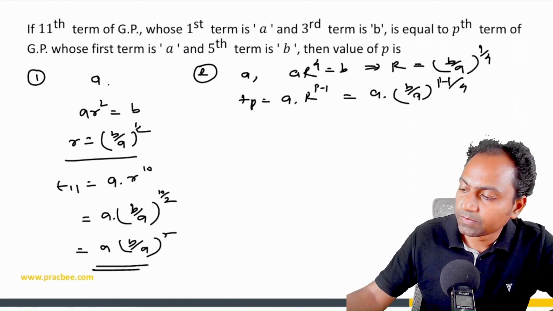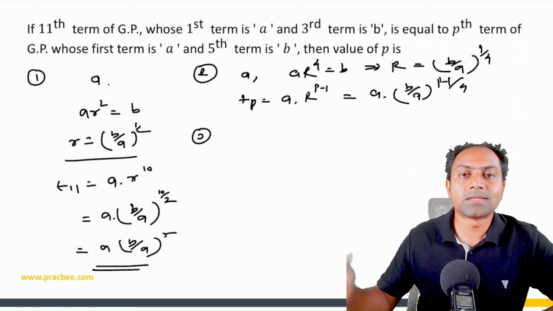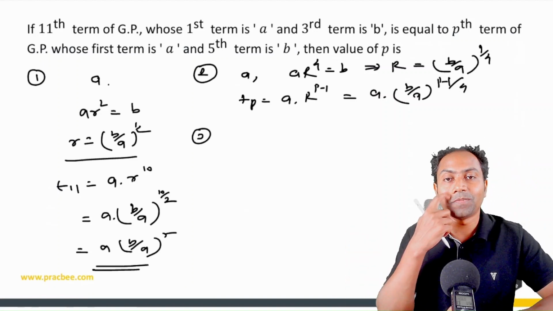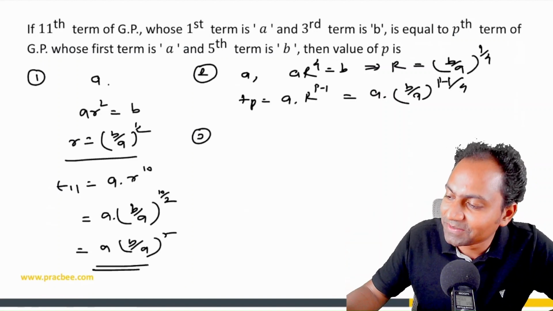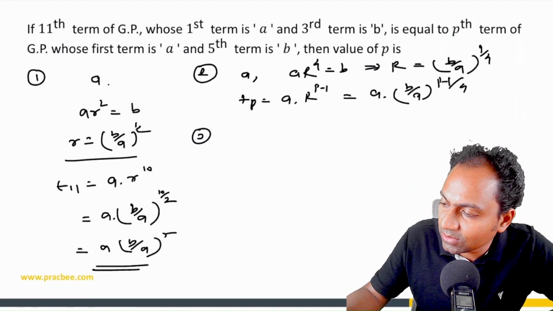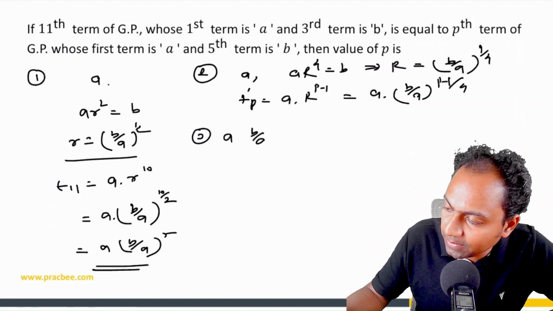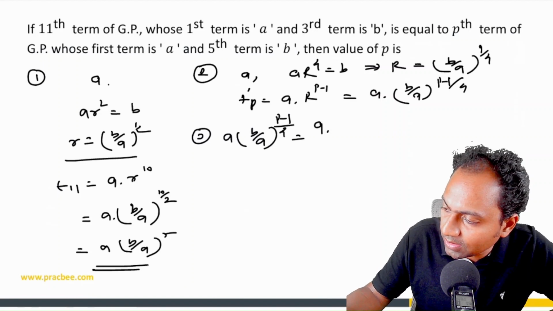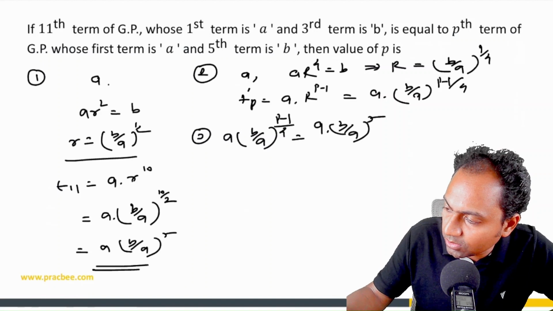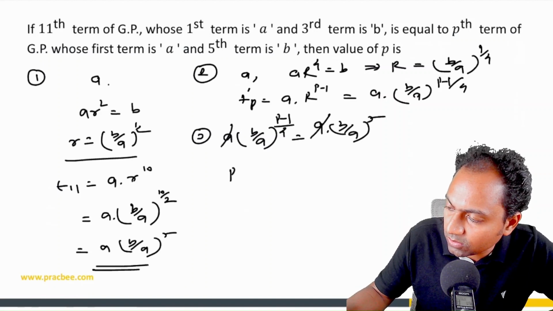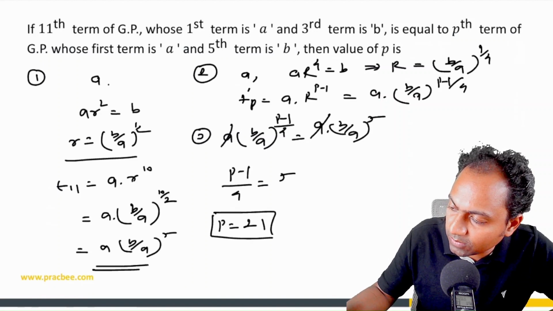So that becomes nothing but a into b by a raised to the power p minus 1 by 4. Now in the third part, they are saying that let us compare both of these terms. That means the pth term and the 11th term are equal. So this becomes nothing but a into b by a raised to the power p minus 1 by 4 is equal to nothing but a into b by a raised to the power 5. A and a will get cancelled out. And if I compare the powers, what we have got is nothing but this. So the value of p becomes nothing but 21.